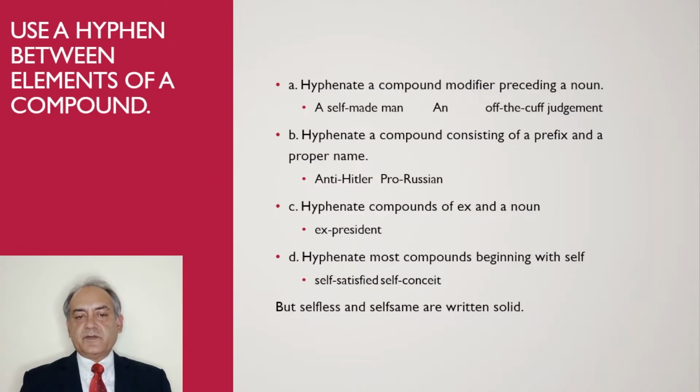Hyphenate a compound modifier preceding a noun, a self-made man, state-of-the-art. With the passage of time, this hyphen moves out, and it is no more required. Hyphenate a compound consisting of a prefix and a proper name. Anti is the prefix, Hitler. तो आपने प्रो रशियन, तो इसमें आपने हाइफन देना है.